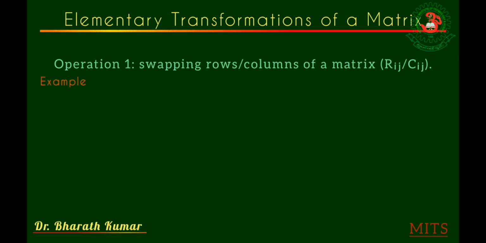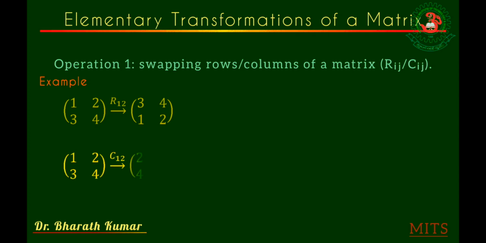For example, if I take a 2 by 2 matrix 1, 2 and 3, 4 and apply the transformation R12, which means that first and second rows will be interchanged. The matrix will become 3, 4 and 1, 2. The same thing will happen in the case of columns, where I am applying the operation C12.